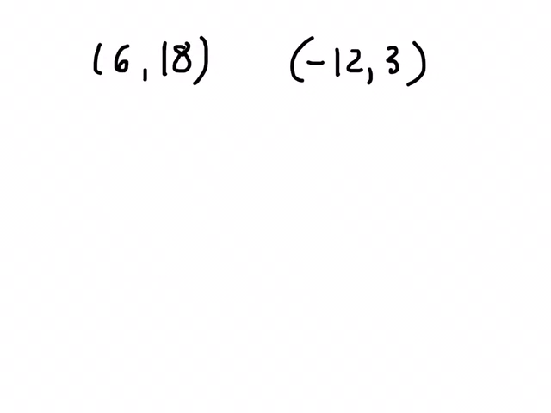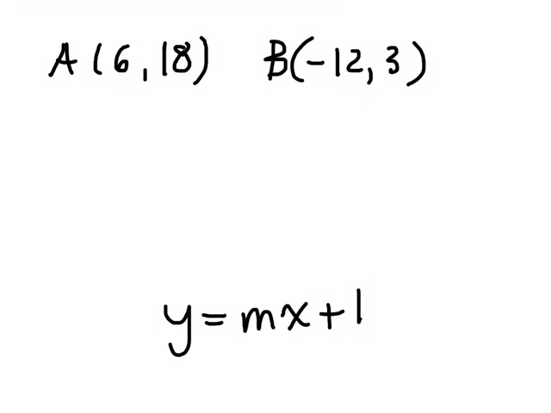Okay, so in this example, again, I'm giving you two coordinates, and you're expected to find the equation of this line. It's (6, 18) and (-12, 3). This is similar to the last example we did. Just by giving the two coordinates, what is the only thing that I can figure out right now? Slope.